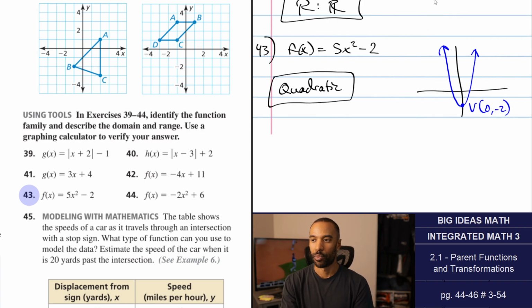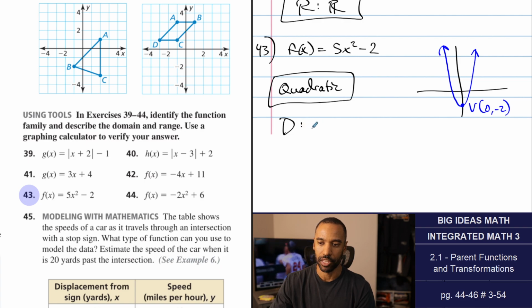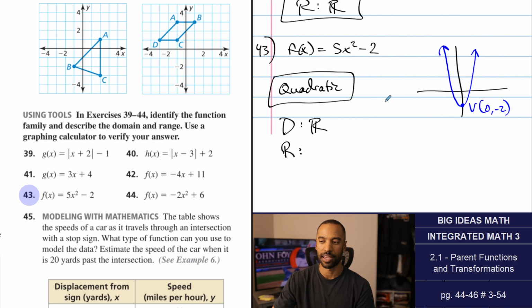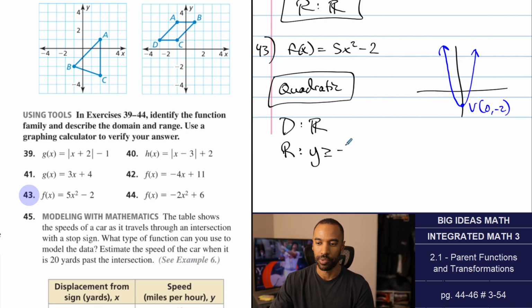So, domain, all real numbers. This still goes forever left and right, even though it goes very tall. Doesn't mean it doesn't go forever left and right. You can plug in any value for x. Range, the smallest y value you get is -2.